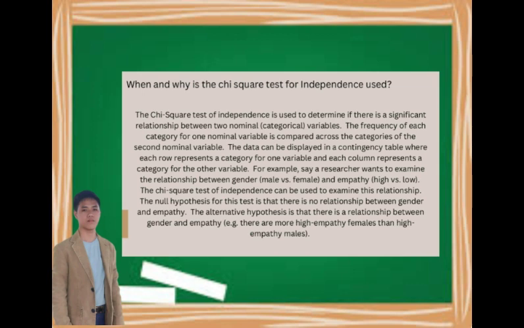So, when and why is the chi-square test for independence used? The chi-square test of independence is used to determine if there is a significant relationship between two nominal or categorical variables.